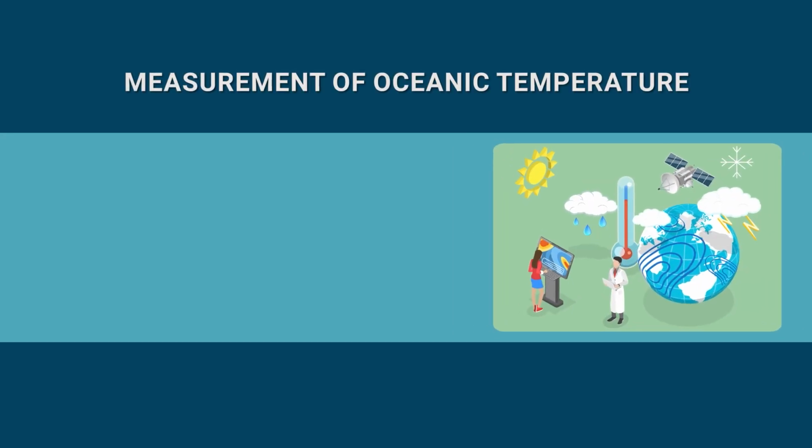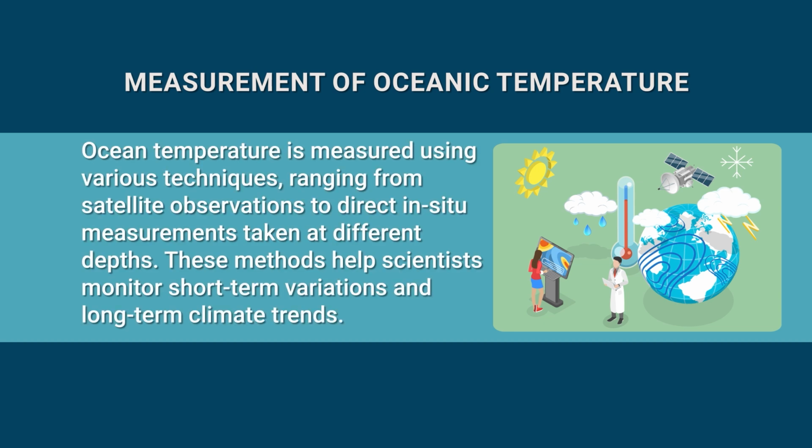Now, do you know how the temperature of ocean is measured? Let's study in this section. Ocean temperature is measured using various techniques ranging from satellite observations to direct in situ measurements taken at different depths. These methods help scientists monitor short-term variations and long-term climate trends.